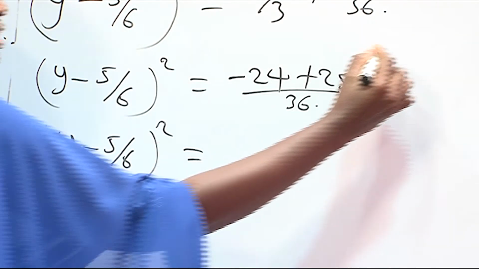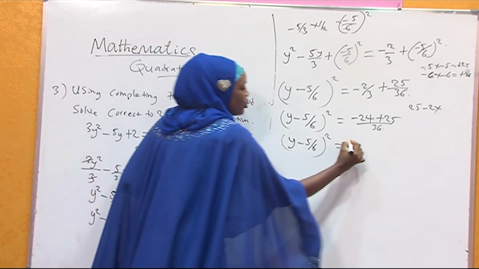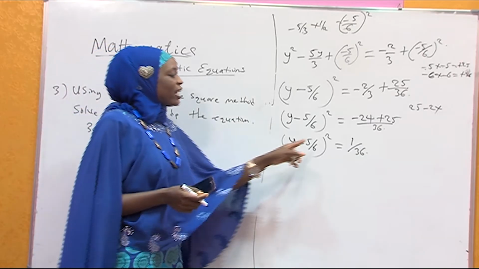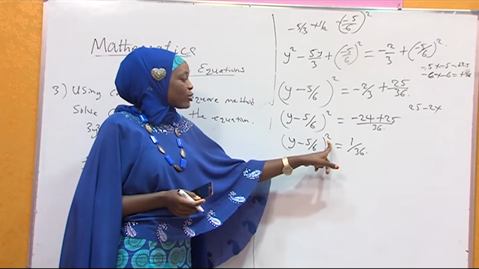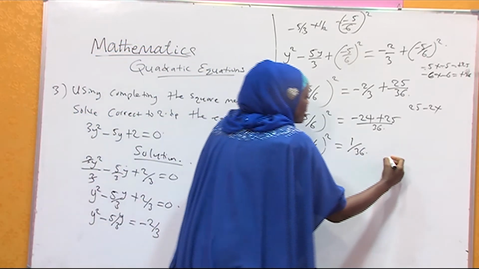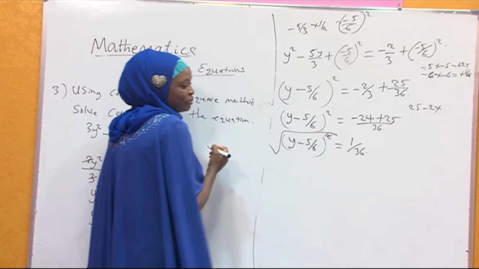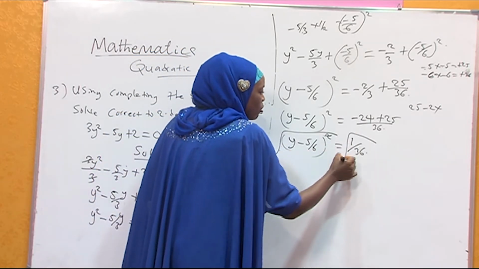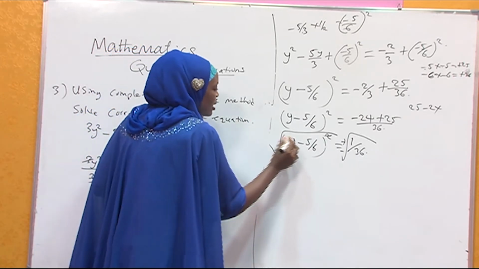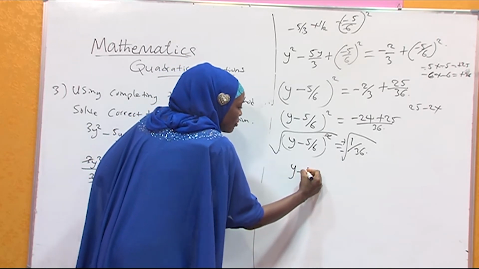You can write it as 25 minus 24. That will give you 1. So I have 1 over 36 on this side. Now, to cancel our square, you can take square roots of both sides. If you take square roots of both sides, the square root will cancel this square. Then if you take the square root of this side, it becomes plus or minus square root of 1 over 36. But the square root will cancel the square that is here. So we are left with only y minus 5 over 6.